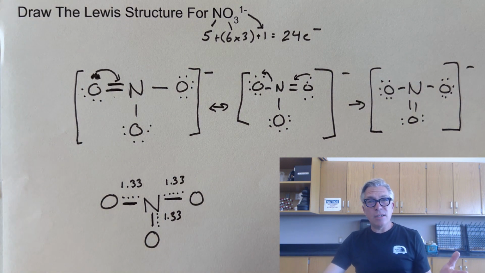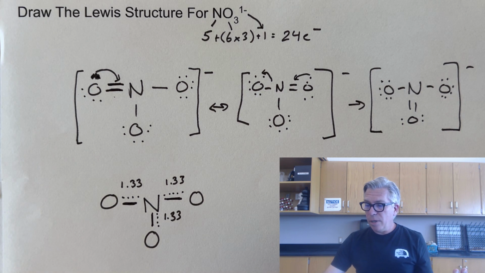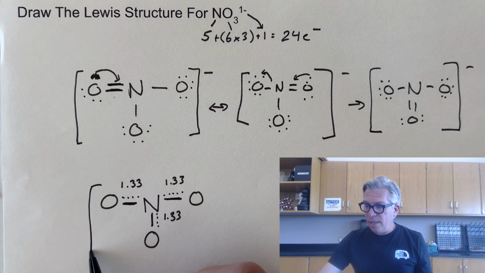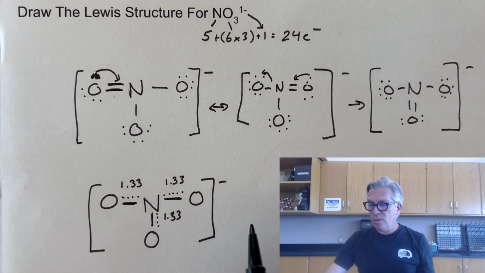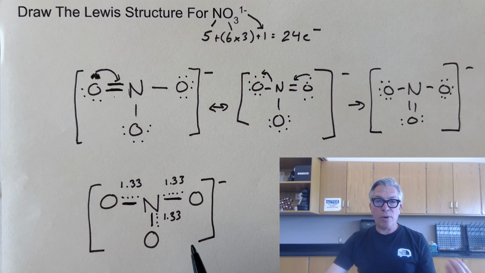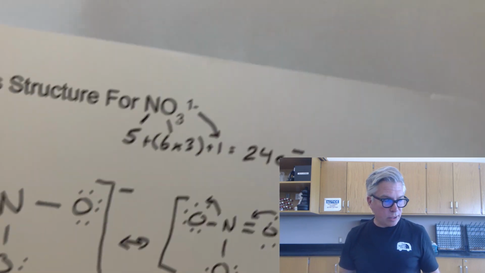Okay, you might see a question about that. It's not as common as some of the other questions, but it's this idea that you're just averaging out the electrons between those areas. And so you might get a bond order of 1.33 or 1.5 or something like that. And that would be a quick little intro to resonance.